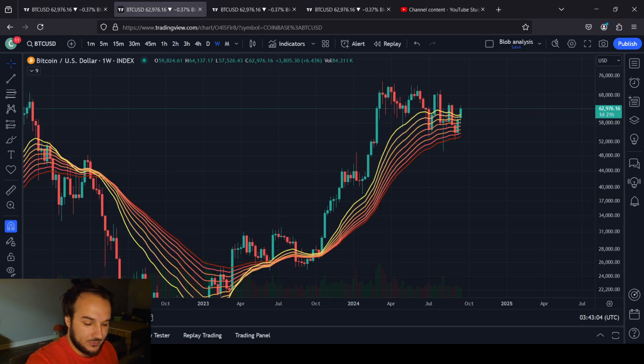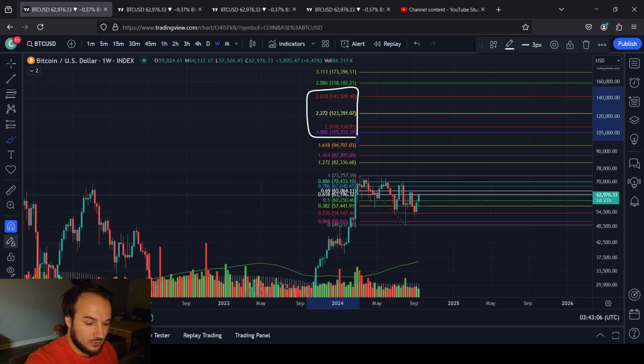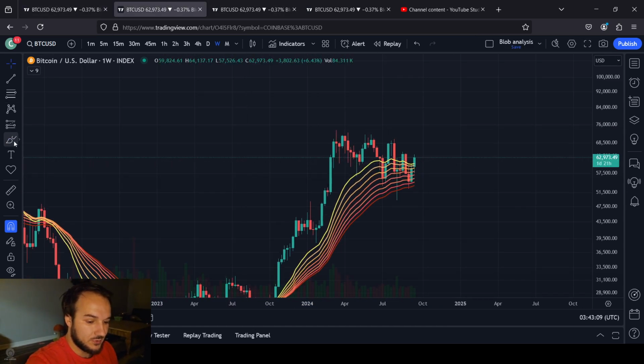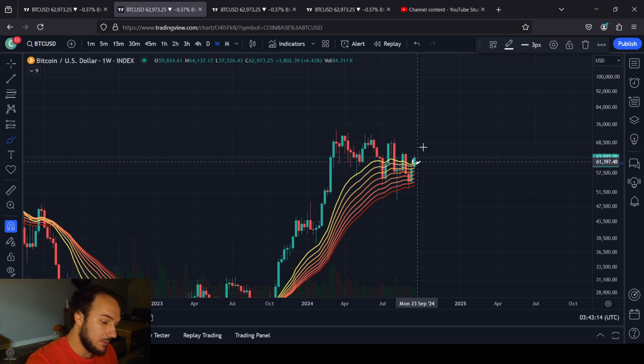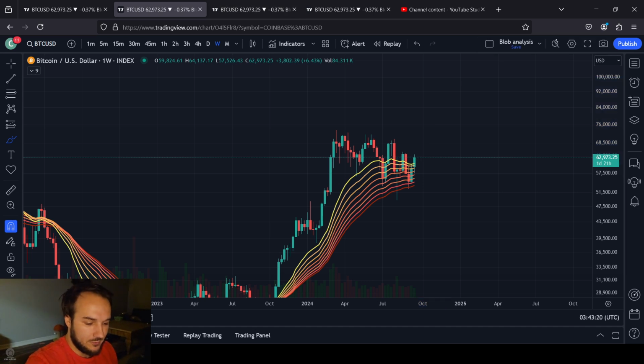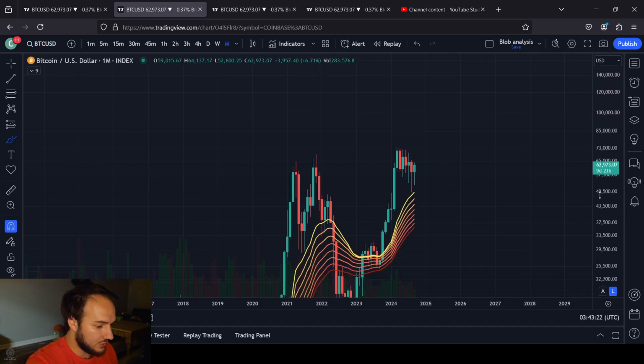But anyways, that was all under the premise that this winding up of the weekly band here and closing above it and expanding outward would promote some solid growth. That's where all that came from. Okay, so moving on from there, moving on to the next chart, I think.